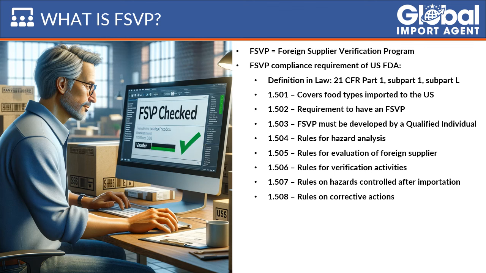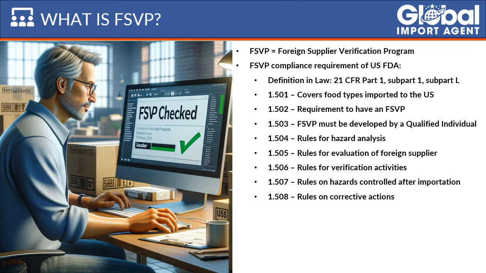FSVP is defined under US law by 21 CFR Part 1, Subpart L, with the following specific requirements. 1.501 defines the food types which are covered by FSVP. 1.502 details the requirement to have an FSVP in place and who must comply. 1.503 defines that FSVP must be documented by a qualified individual who is experienced and qualified to do so. In other words, they must be a food safety specialist or expert.